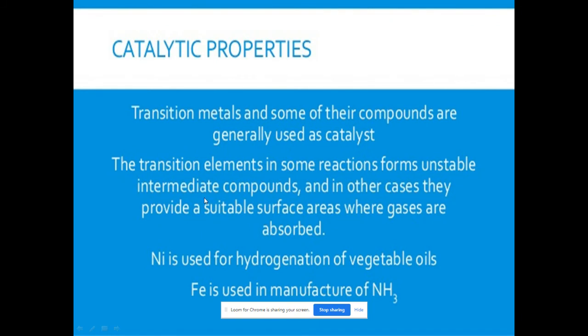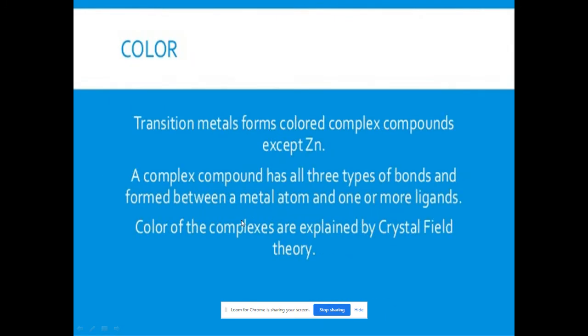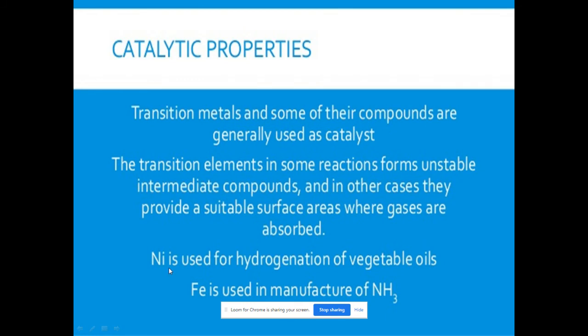Many of the transition elements are used as catalysts. For example, nickel is used in the hydrogenation of vegetable oils. Iron is used as a catalyst in the manufacture of ammonia by Haber's process. In the same way, MnO2 acts as catalyst in the decomposition of potassium chlorate. Many of the transition metals are used as catalysts.